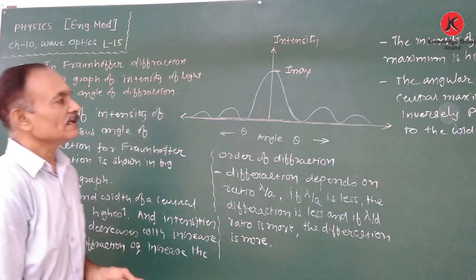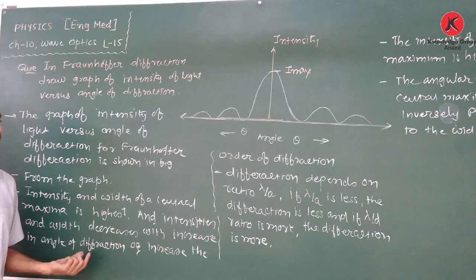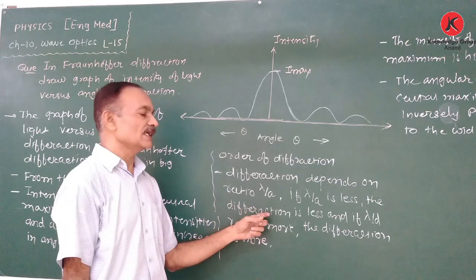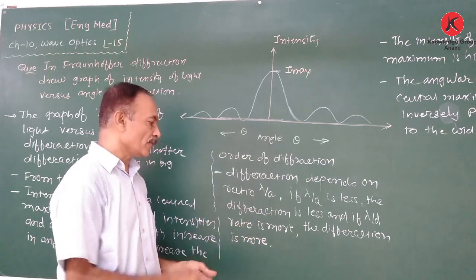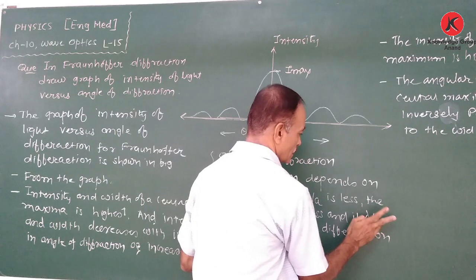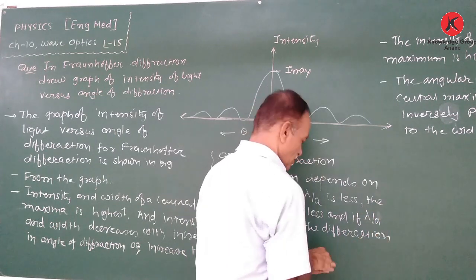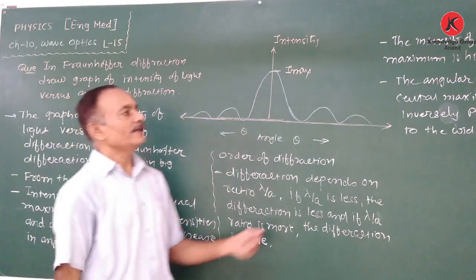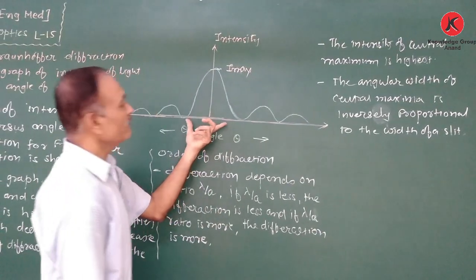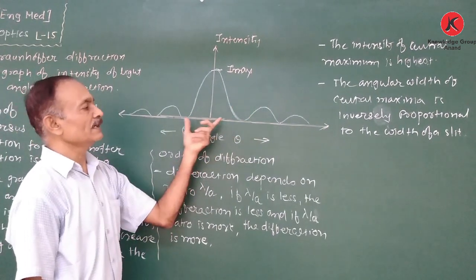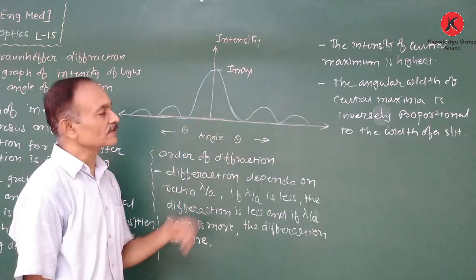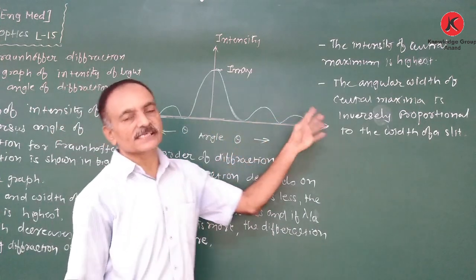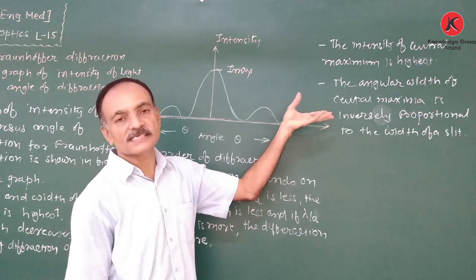One more thing, the diffraction depends on the lambda upon a ratio. If the lambda upon a ratio is less, the diffraction is less, and if it is more, the diffraction is also more. And the angular width of the central maxima is inversely proportional to the width of the slit. That means if the width of the slit is decreased, the width of the central maxima is increased.